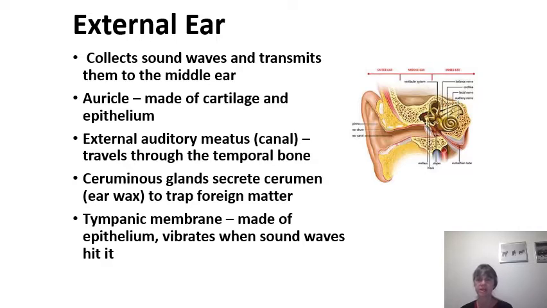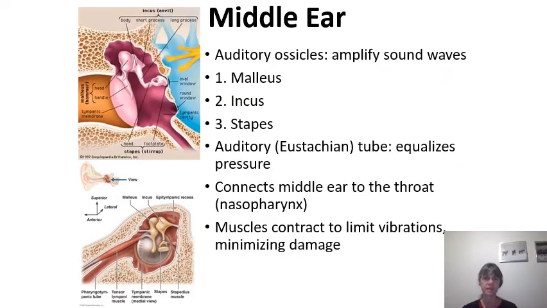The tympanic membrane is the boundary of the external ear. It's made up of epithelial tissue and vibrates when sound waves hit it. This takes us to the middle ear, which starts at the tympanic membrane and includes the 3 auditory ossicles, the malleus, which directly attaches to the tympanic membrane, the incus and the stapes. These 3 auditory ossicles serve to amplify sound waves.